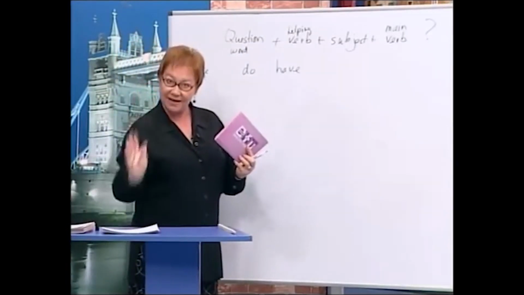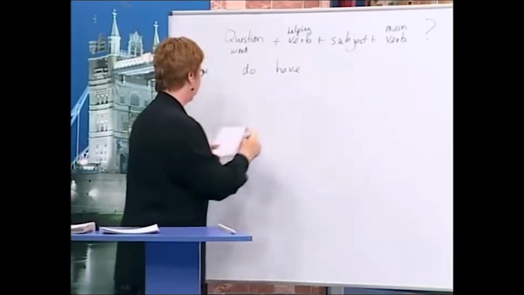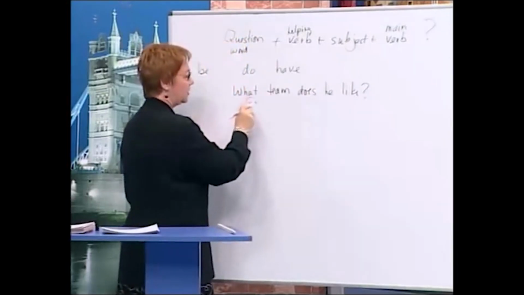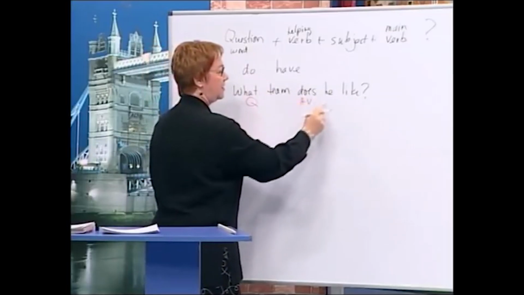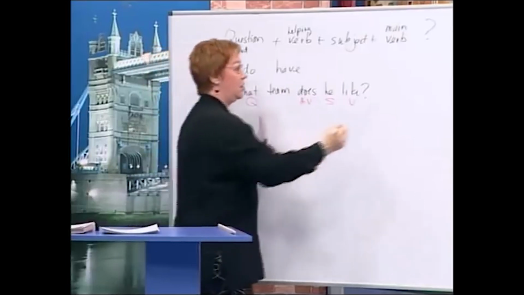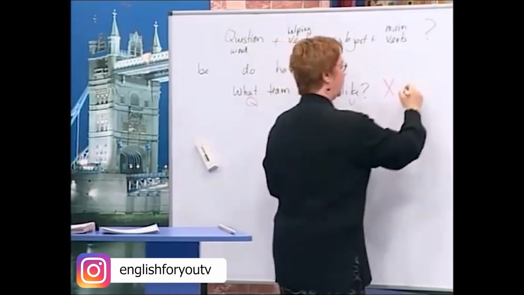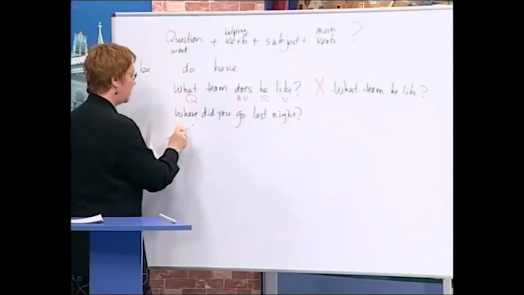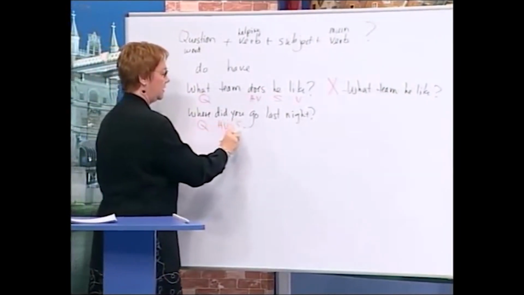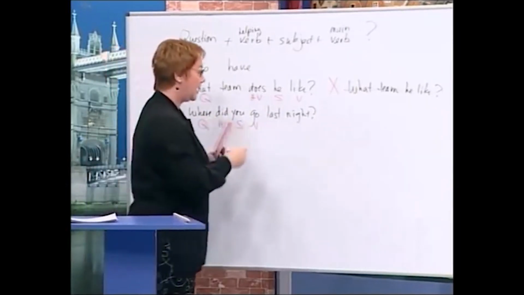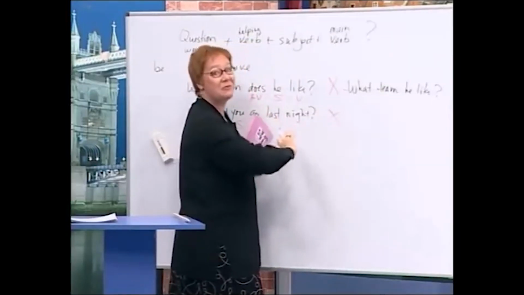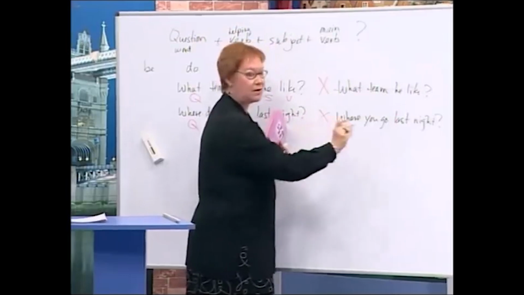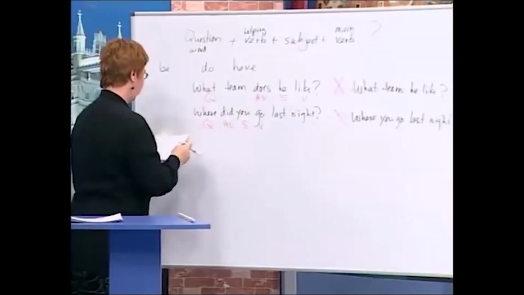I'm going to show you correct and wrong. So you always do them correct. Okay, now, what team does he like? Now look, you've got the question word, the helping verb, let's say HV, the subject, and the verb. Now, the wrong one, no, is what team he like. Where did you go last night? Now again, we've got the question word, the helping verb, the subject, and the main verb. Now, you cannot do it like this. No. This is an example of wrong. Where you go last night. No, you cannot do this.